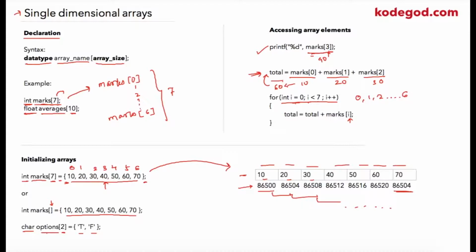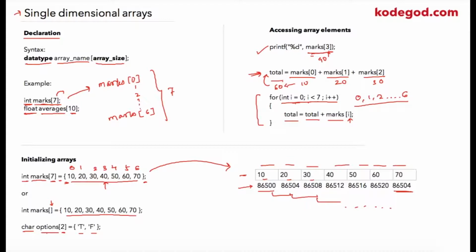Once I is incremented to 7, 7 less than 7 will be a false condition, so this for loop will terminate. So for these 7 iterations, what we are doing, we are adding marks into the previous value of total and storing the result again into total. So in the next iterations, total gets updated.